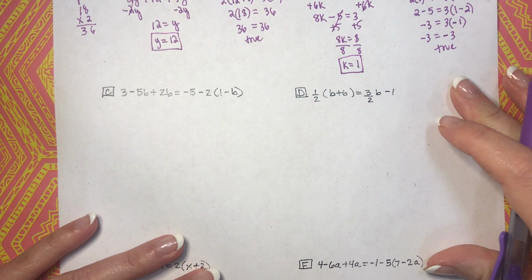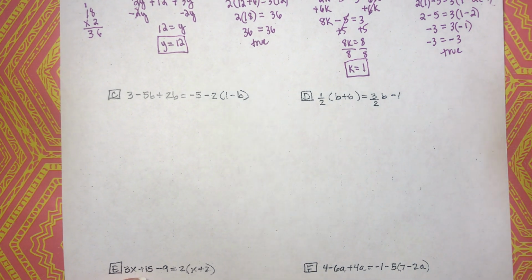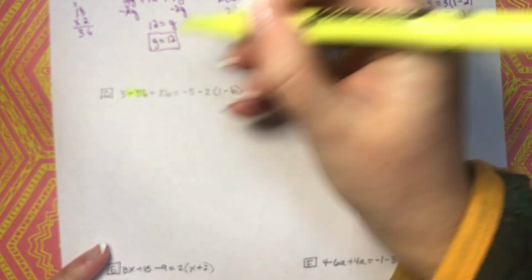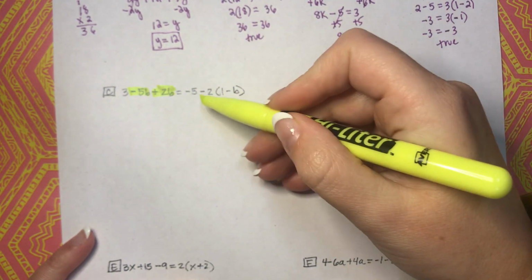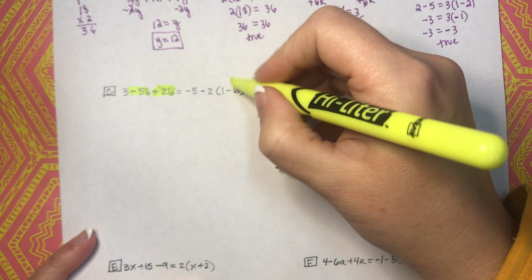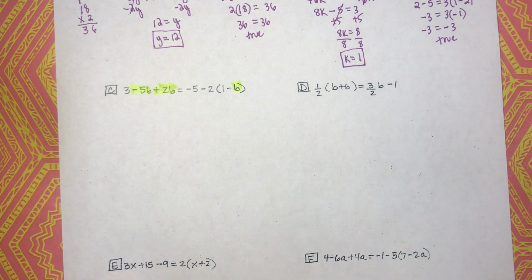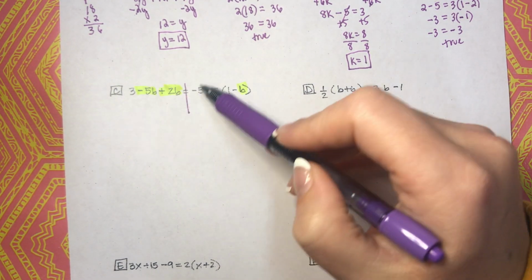All right, on to problem C. And woo, problem C has a lot going on. Holy goodness. We have 3 minus 5b, variable, plus 2b, variable, equals negative 5 minus 2 multiplied by the quantity 1 minus b, other variable. That is a lot, but it's okay, we can do it. This is what we're going to do. We're going to take each side independently by itself and simplify it.